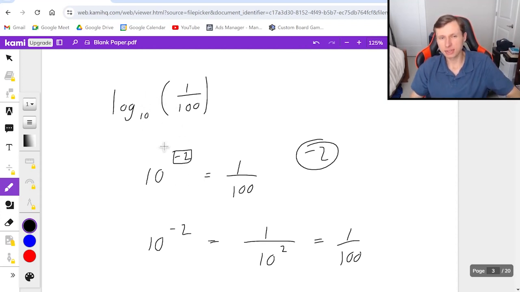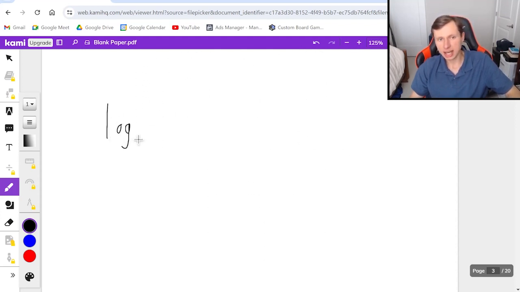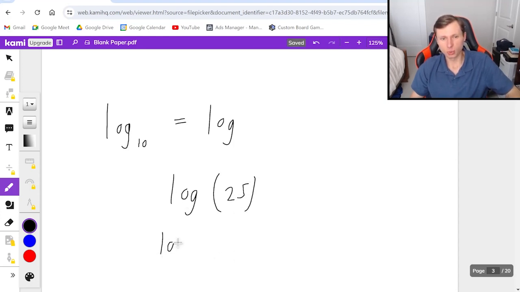Another thing I want to say about this log is that log base 10 has a special name. It's called the common log, and you can just write log for this. In other words, if I have log of 25 or whatever, this is really log base 10 of 25. I don't even have to say the 10. If there's nothing here, it's automatically 10. And there's a reason for that, and you don't need to know the reason. And this one's also not solvable. You'd need a calculator for it, so we're not going to solve this.